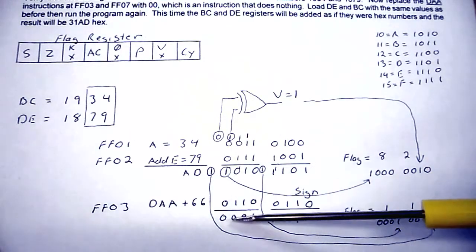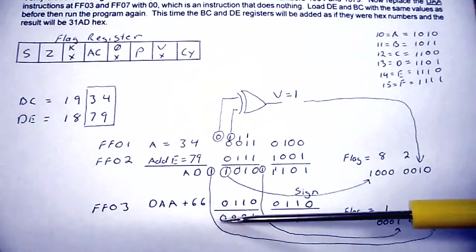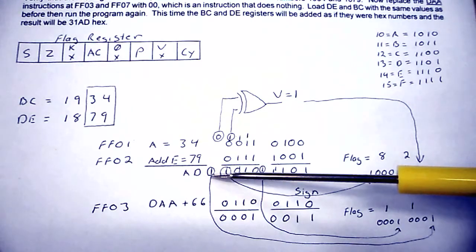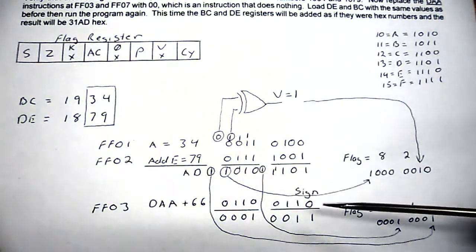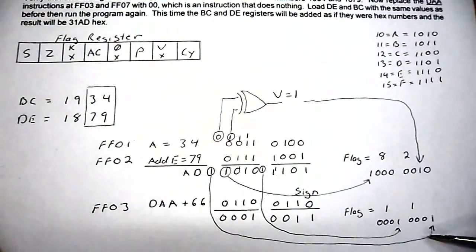1 plus 1 is 0, carry the 1, 1 plus 1 is 0, carry the 1, so there's our final carry bit being set. So our answer ends up with a flag being set as 1, 1, so the first one is the auxiliary carry, the second one is our final carry. So I'll leave you to carry on doing the rest of the calculations to prove that the program does work.